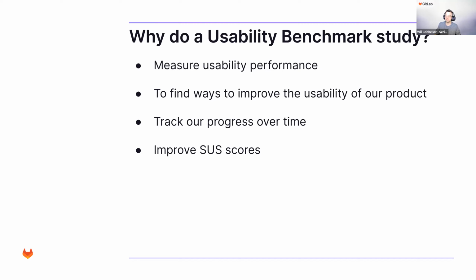So we get a lot of that feedback just by seeing that happen over and over again. And then we're able to track our progress over time, as I've spoken to before. And this also connects to our system usability scores at the end of the day, where we measure the overall system of GitLab and get feedback every quarter about how it's doing. So by making improvements through usability benchmarking studies, we can conceivably improve the overall SUS scores.